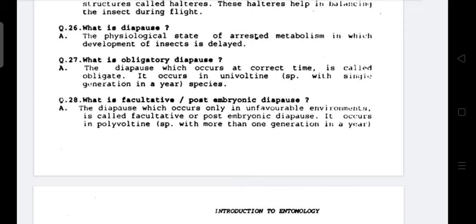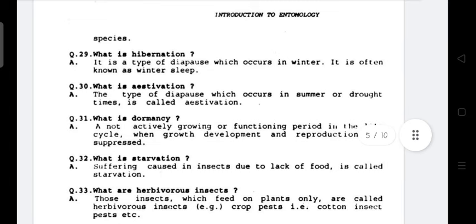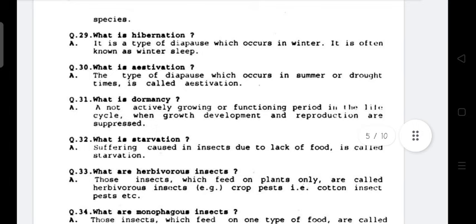What is facultative diapause? The diapause which occurs only in unfavorable environments is called facultative diapause. It occurs in polyvoltine insects. Poly means many generations. What is hibernation? It is a type of diapause which occurs in winter. It is often known as winter sleep. What is aestivation? Aestivation is a diapause which occurs in summer or drought times. What is dormancy? A non-actively growing or functioning period in the life cycle when growth, development and reproduction are suppressed.